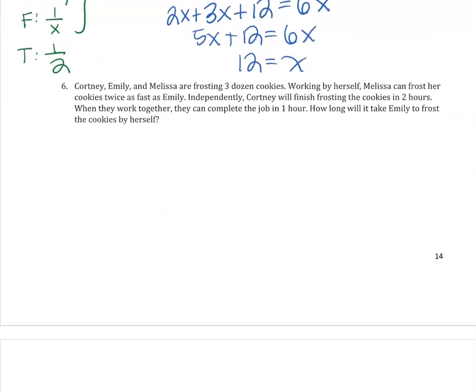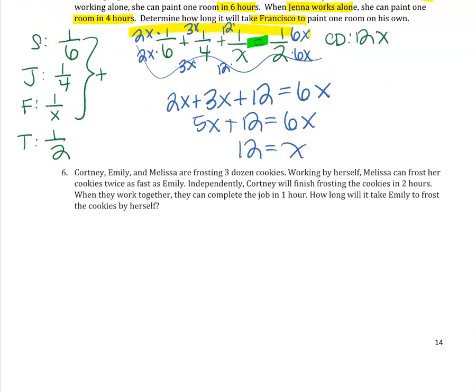All right, here is our last problem of the day. Courtney, Emily, and Melissa are frosting 3 dozen cookies. Working by herself, Melissa can frost her cookies twice as fast as Emily. Independently, Courtney will finish frosting the cookies in 2 hours. When they work together, they can complete the job in 1 hour. How long will it take Emily to frost the cookies by herself? Emily, Courtney, Melissa, together.